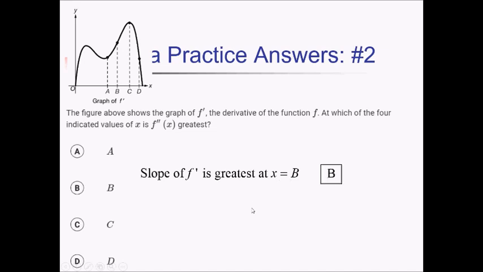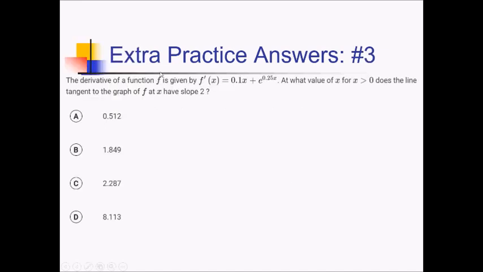so the slope of f prime then is greatest at B, which is also choice B. On this one, the derivative of f, f prime, is given by this function, and we want to know at what positive value of x does the line tangent to the graph of f have a slope of 2. Well, the slope of the line tangent to f is given by f prime, the derivative. So we're basically just asking, where does f prime of x equal 2?